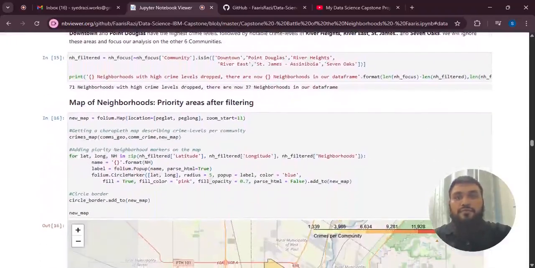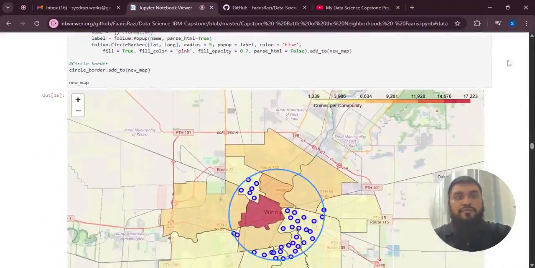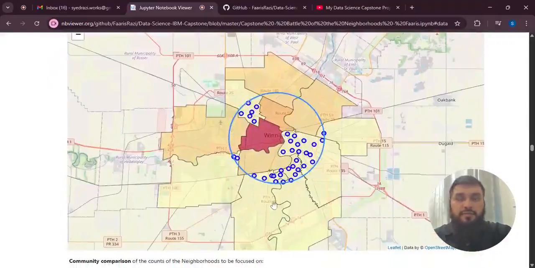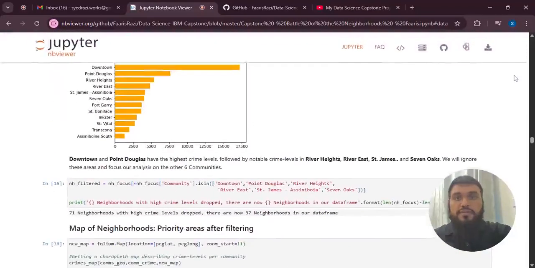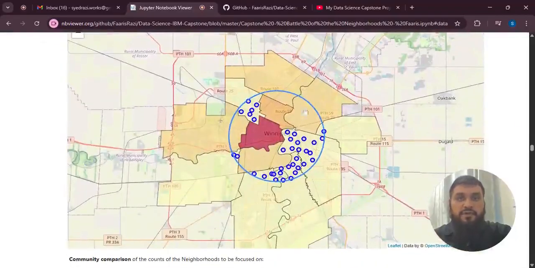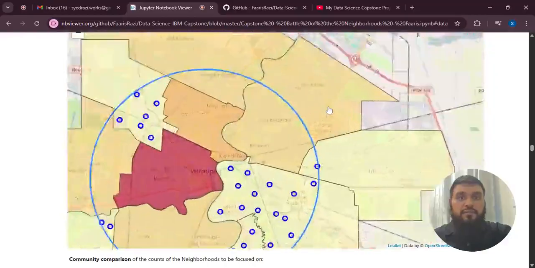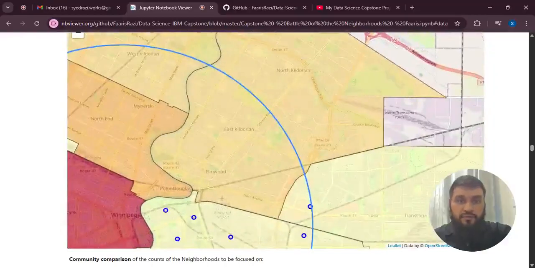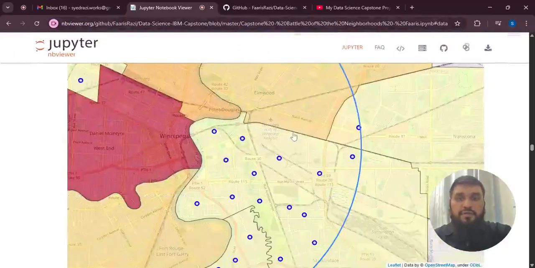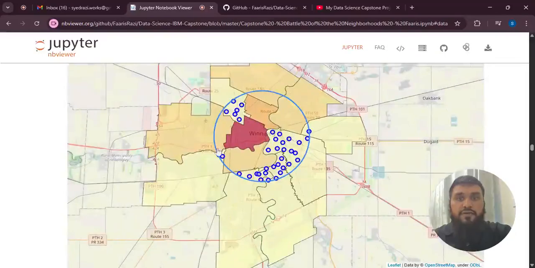Now, moving forward, we visualize this on the map. So you can see the same communities that were mentioned on the chart here. Now their sections, their shapes are visualized here as well. The same blue circle, you can see we filtered out further the neighborhoods, focusing only on key communities. So downtown is the red one here, and the other communities would be the last 6 we're focusing on.